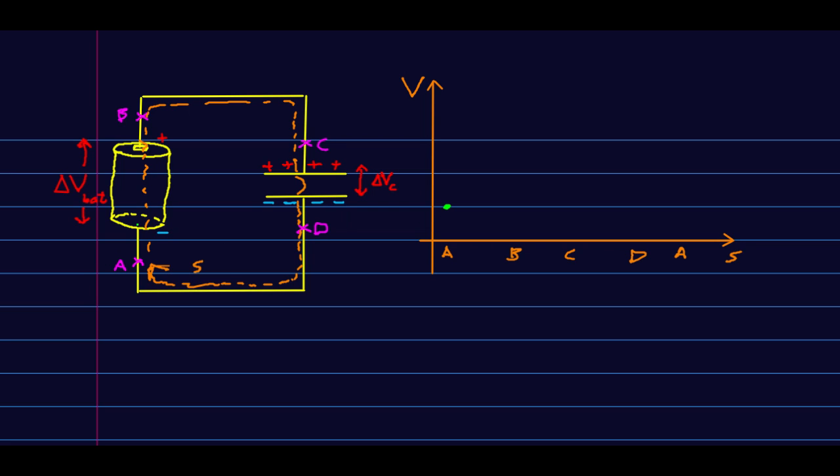And now we walk this way, and we arrive at the negative terminal of the battery. And as we walk through the battery, we're going to go through this potential difference. And the higher potential side of the battery is its positive terminal. So as we walk through the battery, we see the potential rise. So there's the battery.